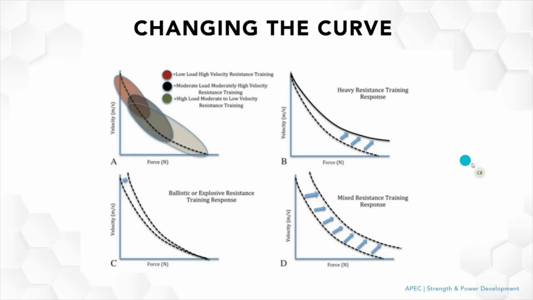And essentially when you combine these two together, we get a mixed response and we're moving that whole curve to the right. What this means is that we're going to have a more powerful athlete who can exert greater amounts of force at higher velocities, okay?